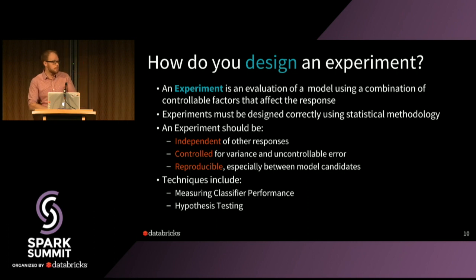So an experiment needs to be independent. That means that you have isolated it from any sorts of dependencies that can be introduced. It should be controlled for variance and uncontrollable error, and we'll talk about what that means. When I say uncontrollable error, it means something that I'm not actually using as an input to my model, but it's present in the system. And it should be reproducible.